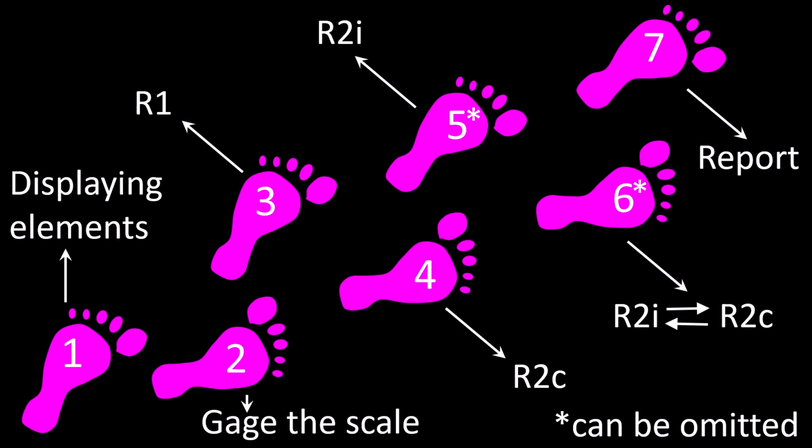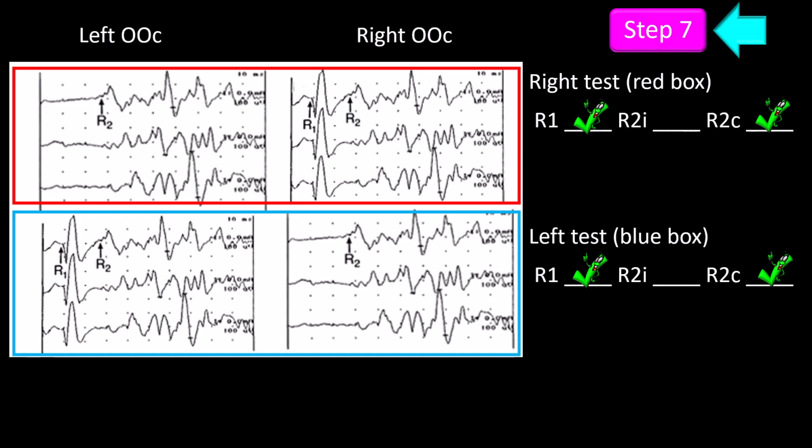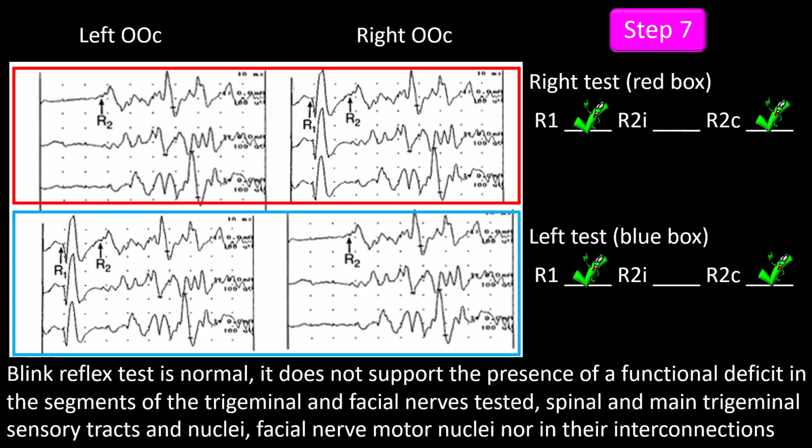As you can recall, at the beginning of this talk, we said that step 5 and 6 can be omitted if step 3 and 4 are normal, as they are in this test. So we jump to step 7, which consists of writing our impression for the test. The impression should state that the test is normal, add the name of the tested structures, and stress that blink reflex test is a functional, not an anatomical test.